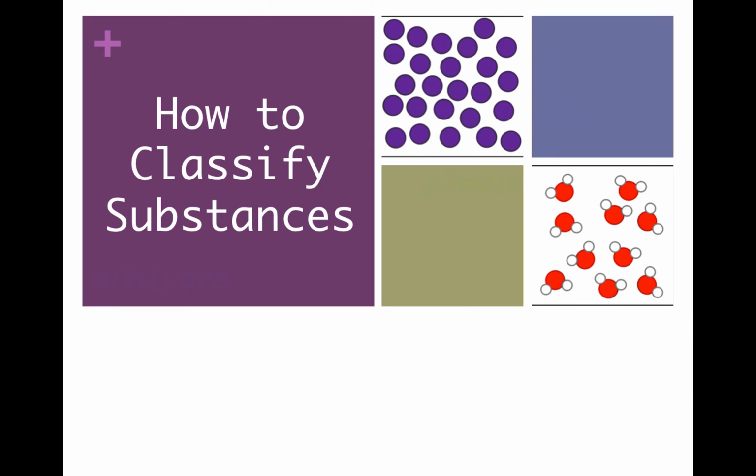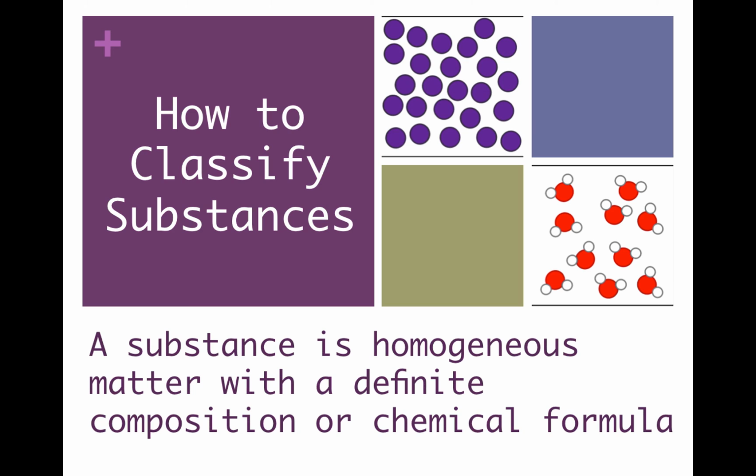Well, now, how do we classify substances? A substance is not the same thing as a mixture. A substance is homogeneous matter with a definite composition or chemical formula. The first kind of substance are elements, and the second kind are compounds. Elements and compounds are substances.